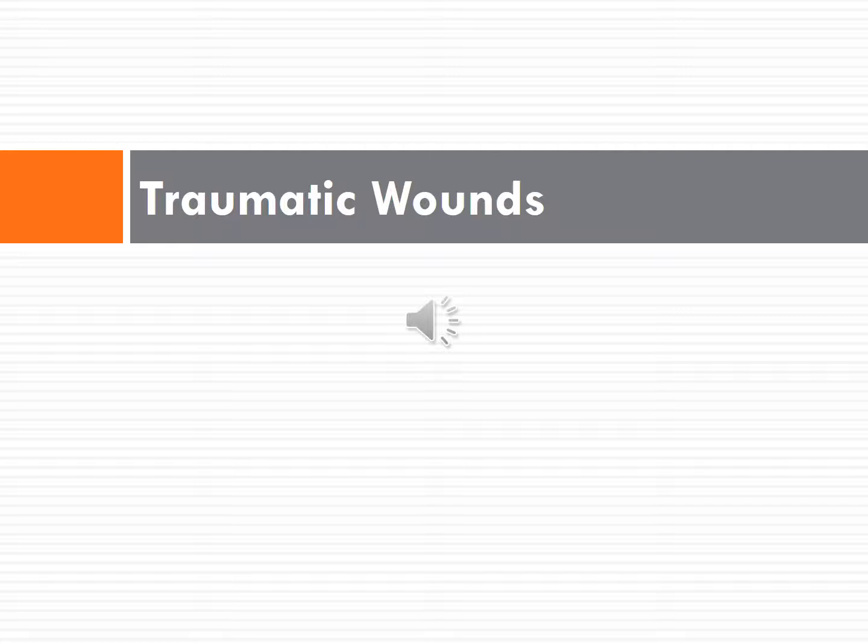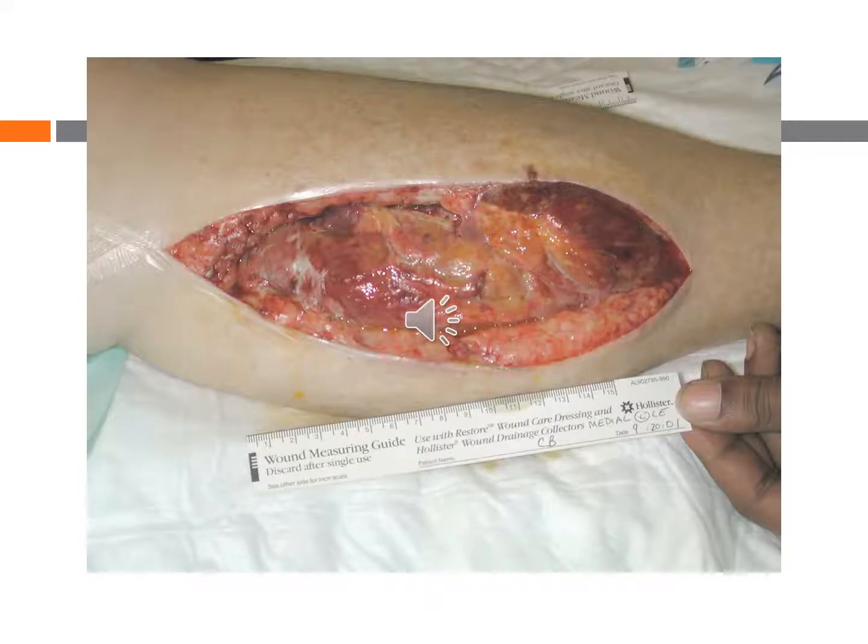Now we are going to talk briefly about traumatic wounds. This is an example of a surgical wound that was created because of trauma to a leg. This is a fasciotomy that was created due to trauma to a leg causing compartment syndrome.